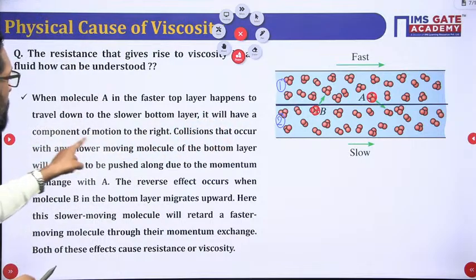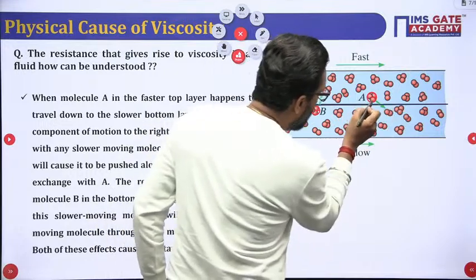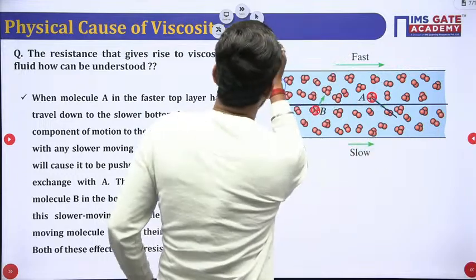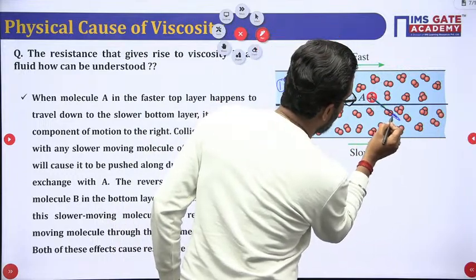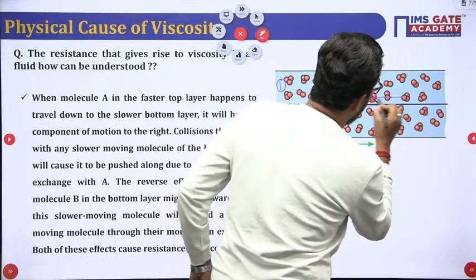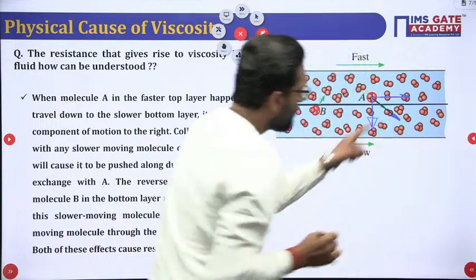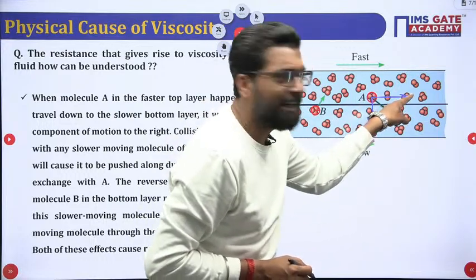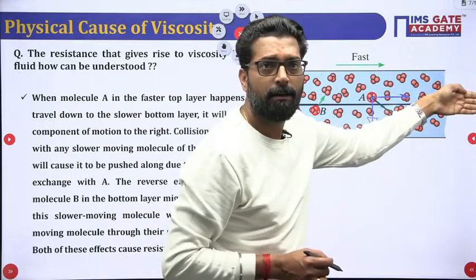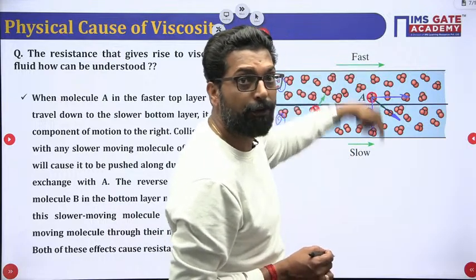It will have a component of the motion in the right direction. This is the direction of a component velocity, and this is your resultant velocity. It has two directions. One tries to maintain the momentum, and the other tries to diffuse.